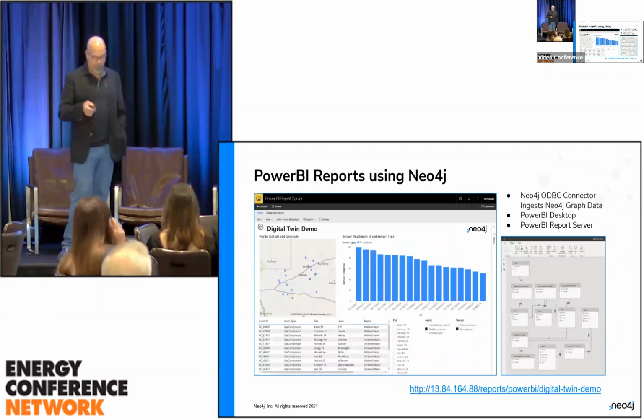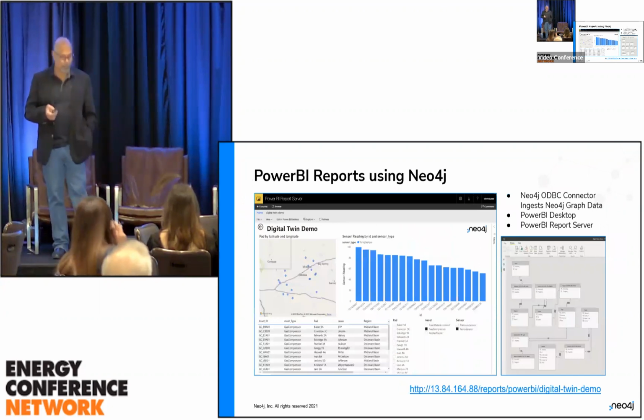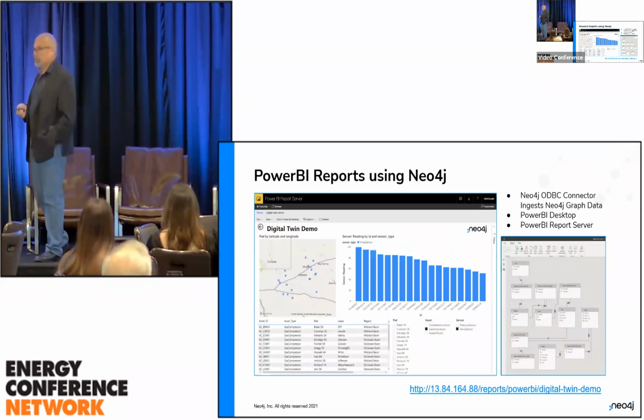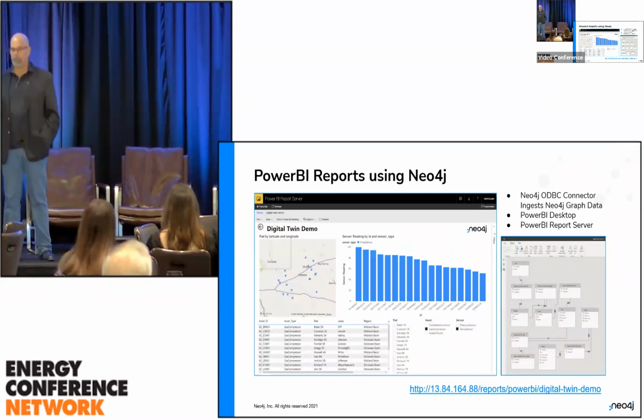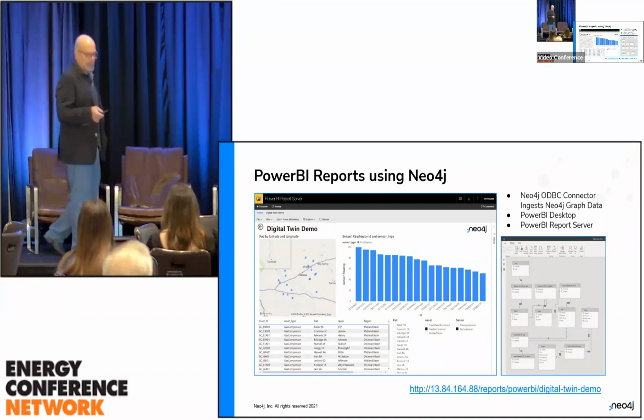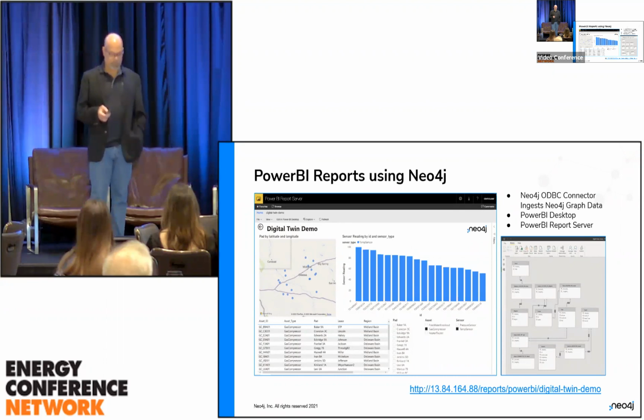Here's an example of a Power BI report using Neo4j. We have an ODBC driver that basically can take a graph, flatten it, and present it to Power BI for reporting. A lot of your users won't even know that there's a graph operating behind the scenes, right? You just flow in more data and it'll look richer, you'll have more filters, and you can do more interesting things with it.